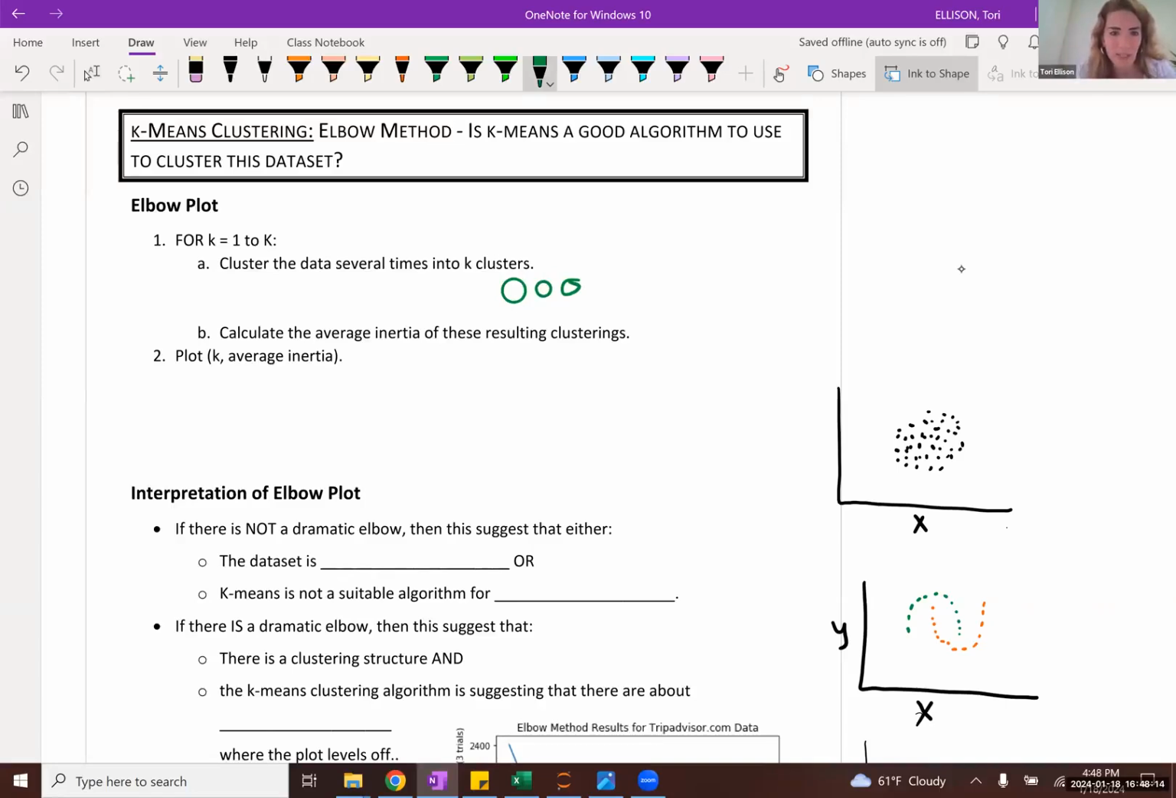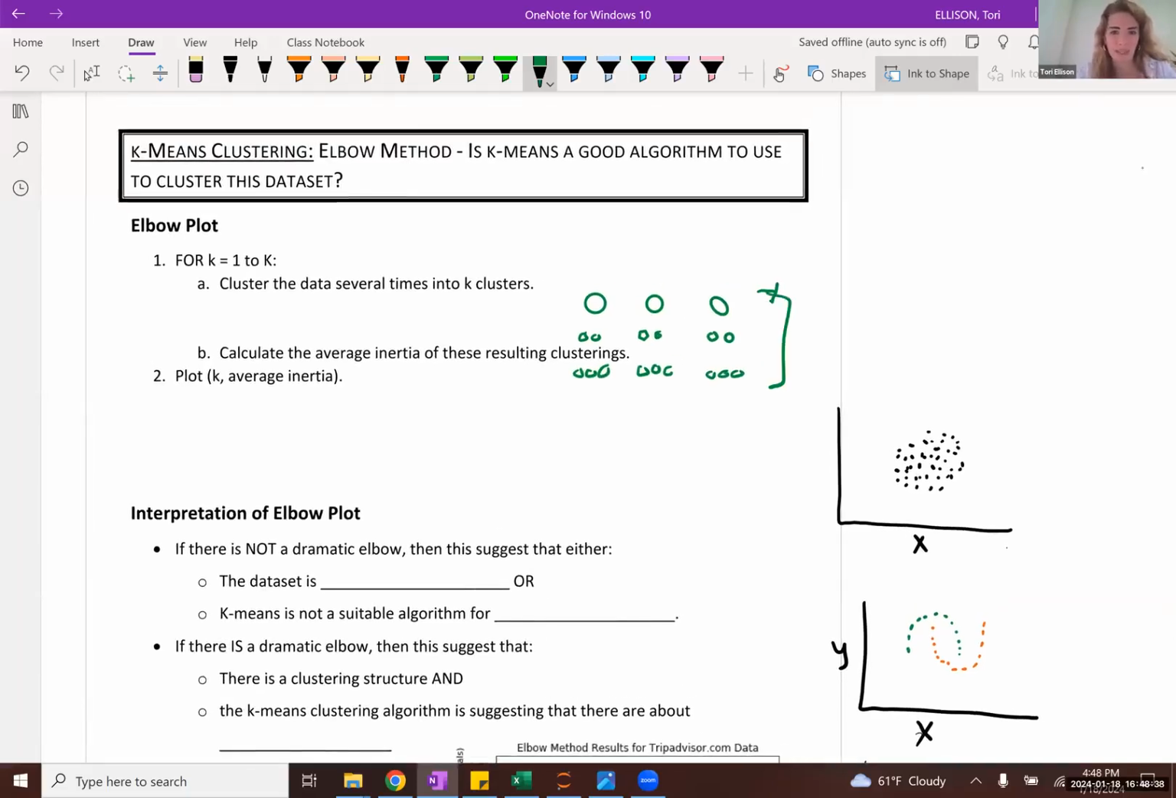So maybe what I might do is first cluster the data into just one cluster. And I'm going to do it 3 times, let's just say. And then I'll cluster the data into 2 clusters, and I'll do that 3 times. Then I'll cluster the data into 3 clusters, and I'll do that 3 times, so on and so forth.